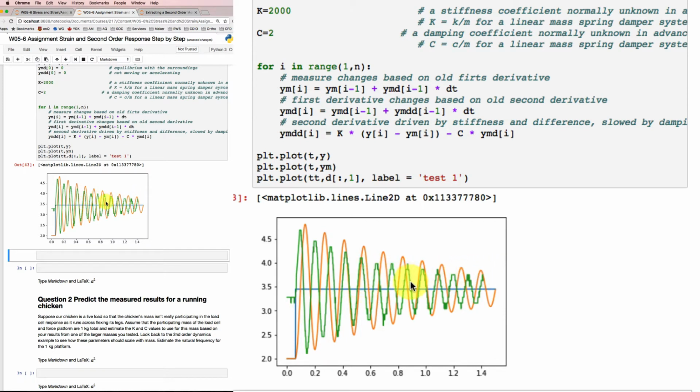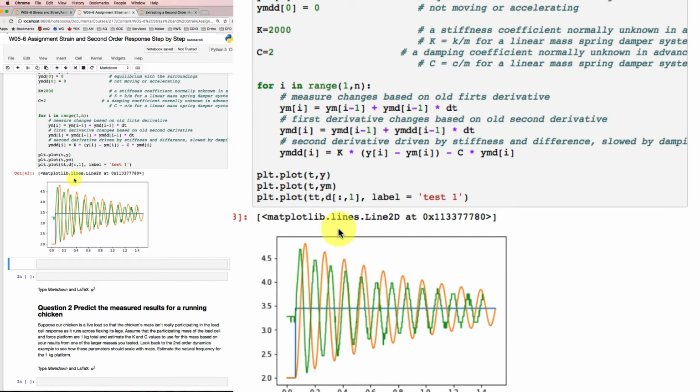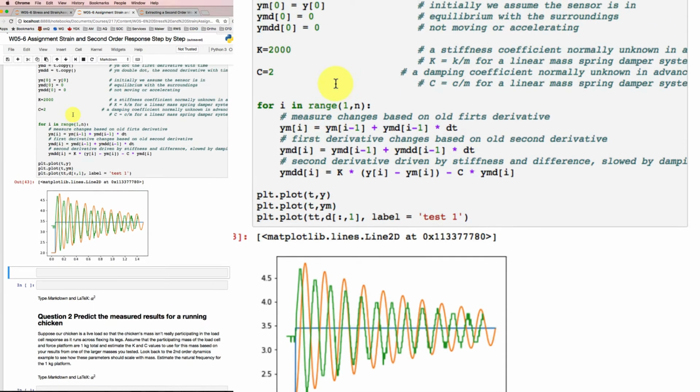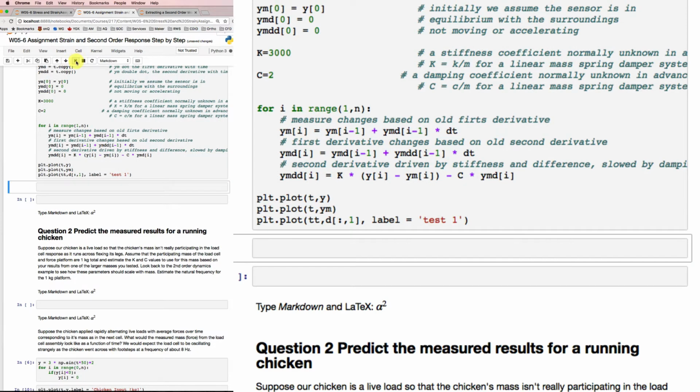But the frequency doesn't match up. If you'll notice, the period from there to there is longer, so it's going a little too slowly in the oscillations here. So let's try to speed it up a little bit. Well, the stiffer it is, the speedier it'll be. So let's try going to 3,000.